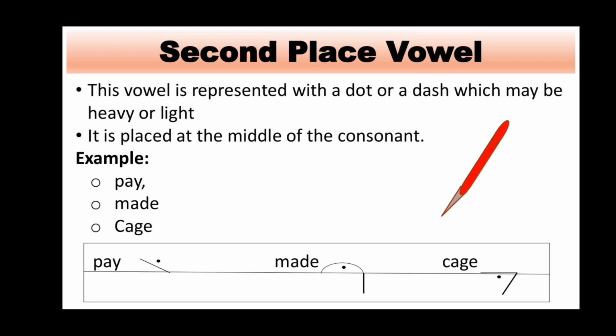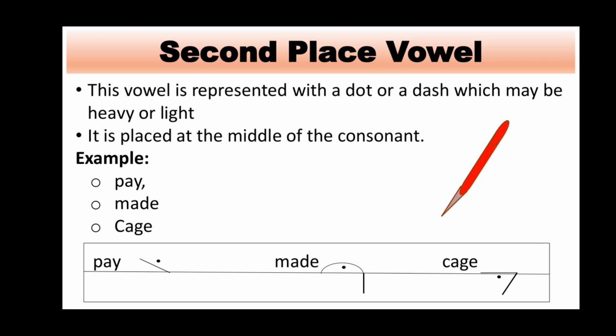All the drilling stops on the line. Unlike the first place vowel, we can see the first consonant did not touch the line. But in the case of the second place vowel, the first consonant will stop on the line before we proceed to the next consonant that we are going to join to it to complete the word. So we have pay, we have made, we have cage.